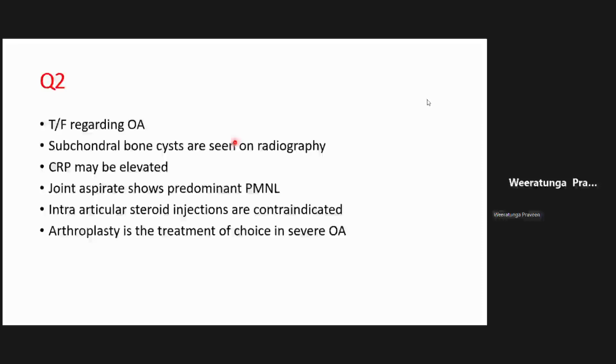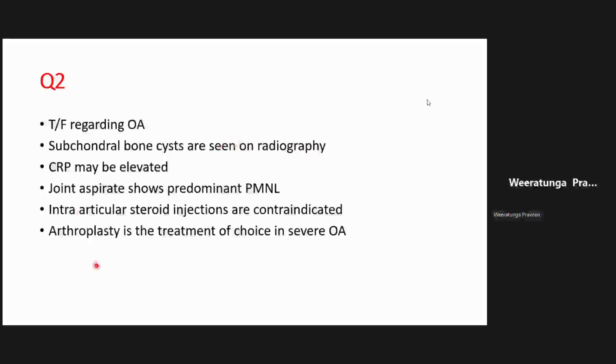So predominantly neutrophils, but not as many as in septic arthritis. There is some evidence that there is a bit of inflammation going on, not to the degree of infection or rheumatoid arthritis. But in osteoarthritis also, there is some inflammation within the joint space. So CRP may be elevated and you can see neutrophils in the joint fluid, but not a lot. If there were a lot of neutrophils, you would diagnose septic arthritis.